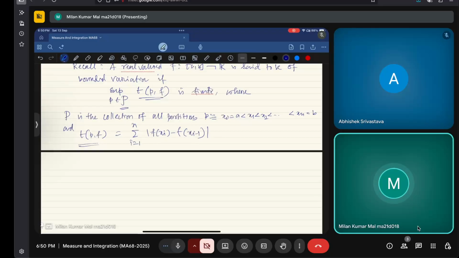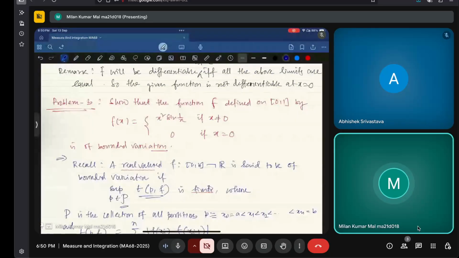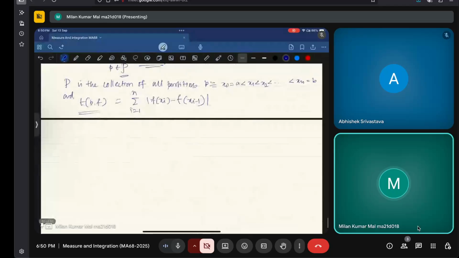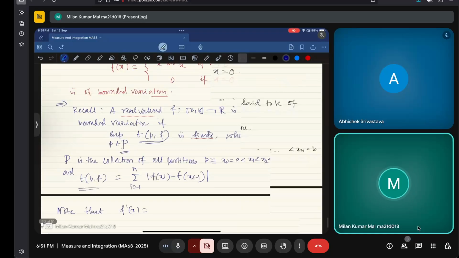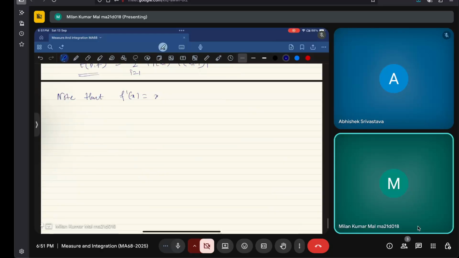Now the question asks whether this function is of bounded variation or not. Here the function is of bounded variation. Why? We have to show that the function is of bounded variation. Note that f'(x) is the derivative of x square sin 1 by x, which is x square times cos 1 by x times the derivative of 1 by x, minus x square, plus 2x sin 1 by x.